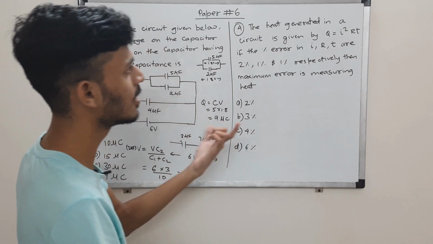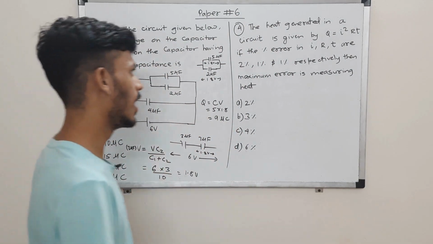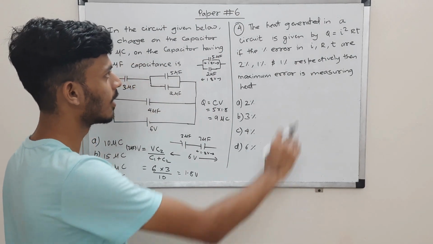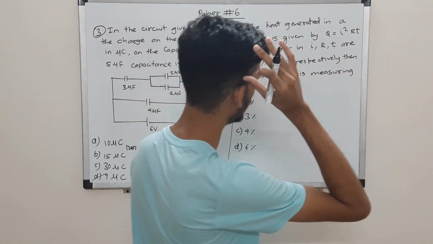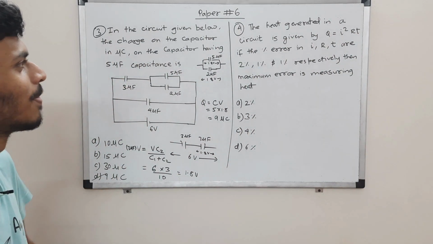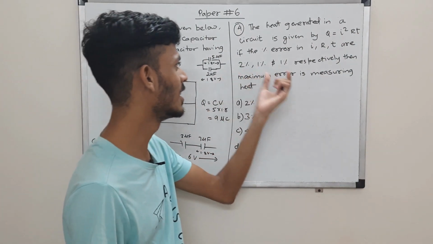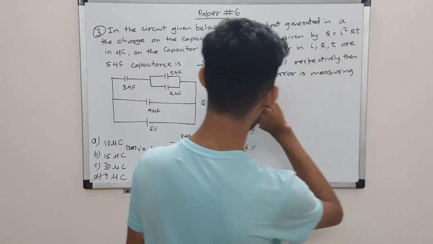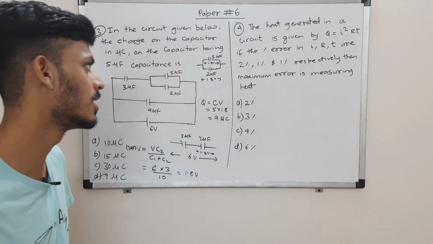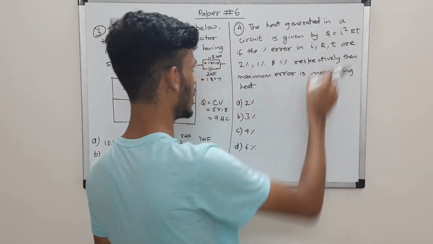Let's come to this one. This is a simple one on percentage error type question. Here you are given the equation for heat dissipated. You are supposed to actually know this, but it was given, thank God. The percentage errors in I, R and T are given as 2, 1 and 1 respectively. You are supposed to tell what is the maximum error in measuring heat.